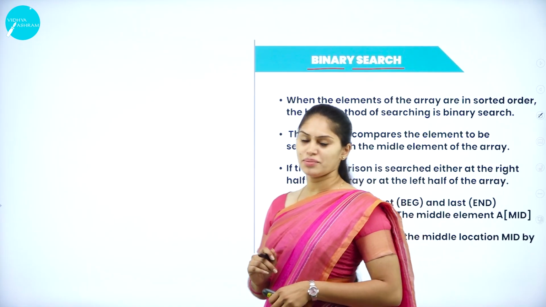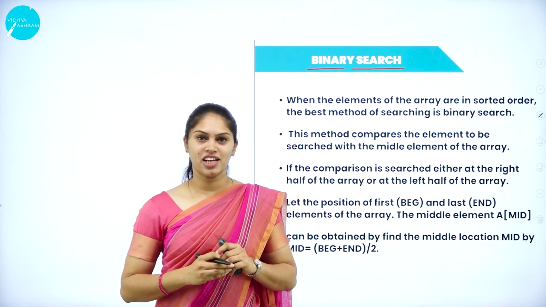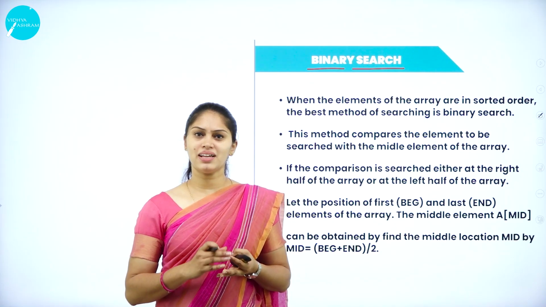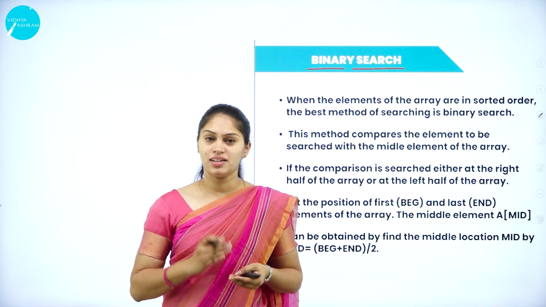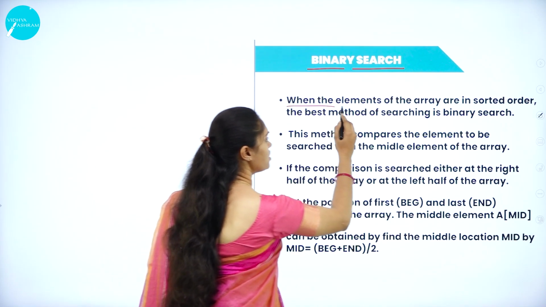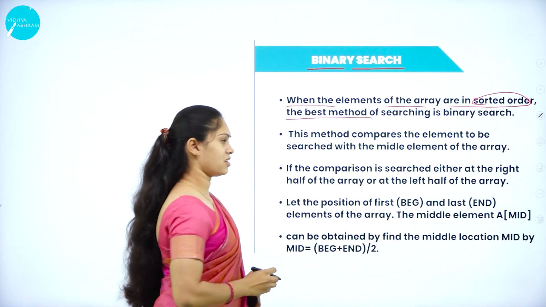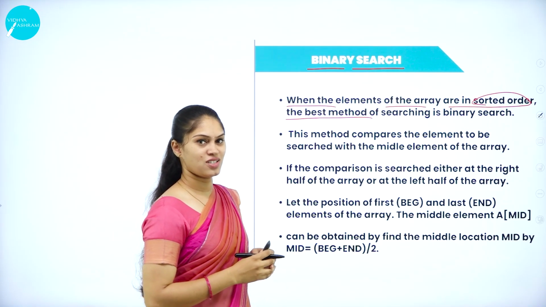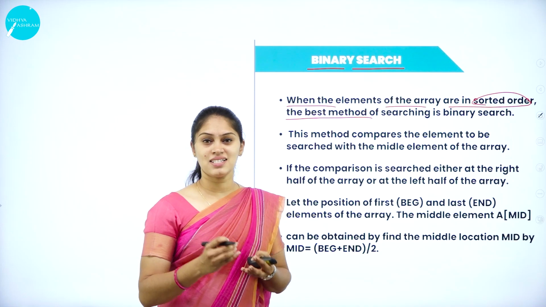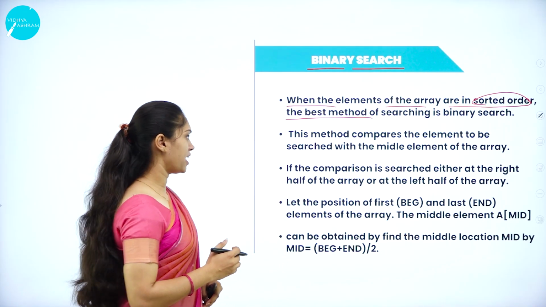But when it comes to binary search, we have one condition. That means the elements should be in sorted format. It can be either ascending order or descending order, but the elements must be in sorted order. So when the elements of the array are in sorted order, the best method of searching is binary search. When the elements of an array are in sorted format, at that time binary search will be very helpful.